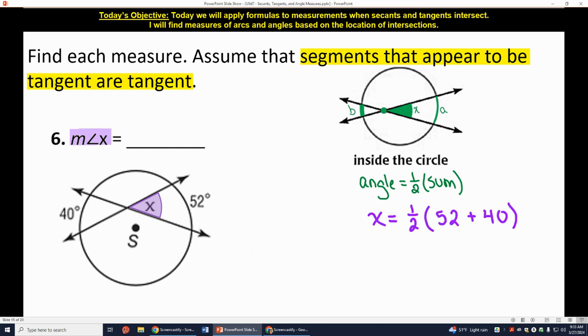The angle will be 1/2 the sum of 52 and 40, which is 92. So the measure of angle x is 46 degrees.